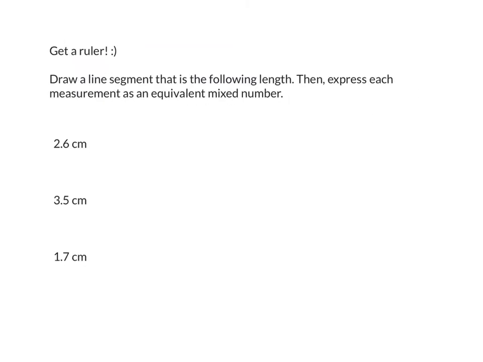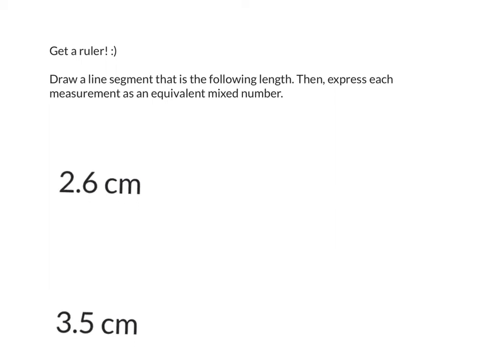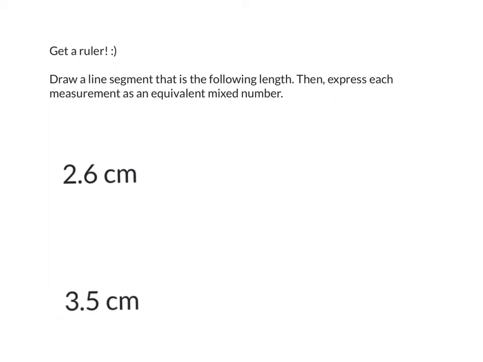With your ruler, please draw a line segment that is 2.6 centimeters. So you're going to measure with your ruler 2.6 centimeters. You're going to draw a line segment, and then you're going to label it as 2.6 centimeters. Then we're going to express it as an equivalent mixed number.